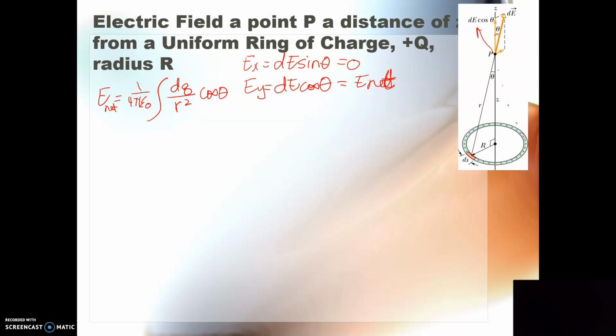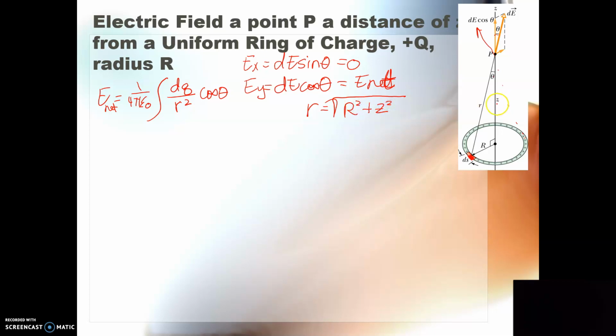Now, like I said, we want to replace r and cosine theta in terms of the variables, so we get them all into the same sort of variables. And so r, which is our distance from the little piece of charge we're going to add up on the ring to point P, we can make a right triangle here, and so we can say that r is equal to the square root of the radius squared plus z squared.